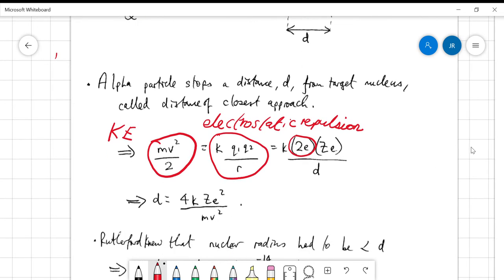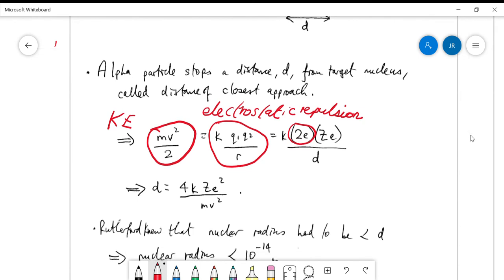If we then solve for d, you can see that we set the equation on the right equal to mv squared over 2. We cross multiply, you can try that yourself, and we can solve for the distance of closest approach, which is now 4kZe squared over mv squared.